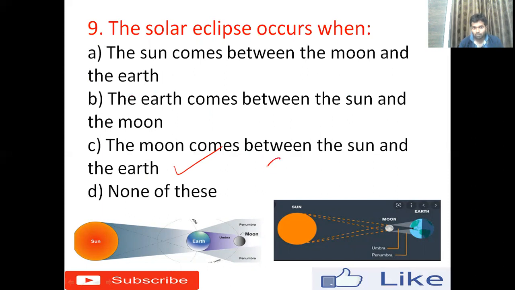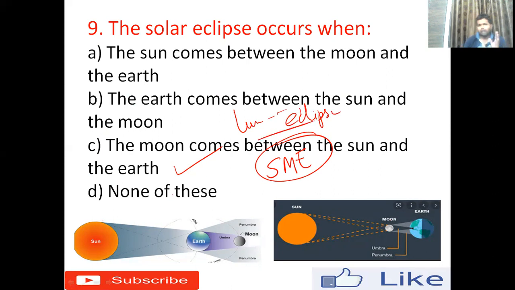So the shortcut to remember this is SME. Solar eclipse. Here is the image, sun, moon and the earth. Next one, in general we use lunar eclipse. A lunar eclipse is a kind of eclipse where the earth comes between the sun and the moon, where the sunlight will not fall on the moon.